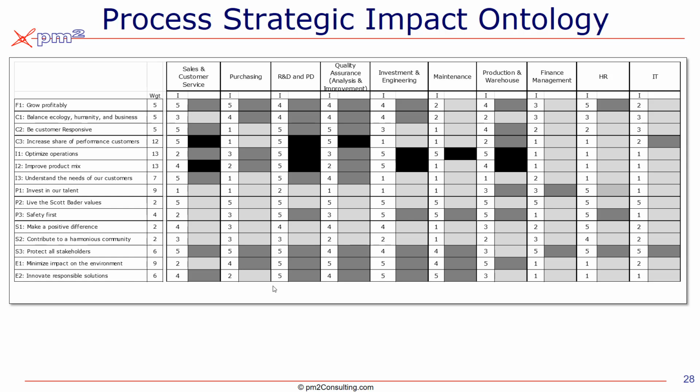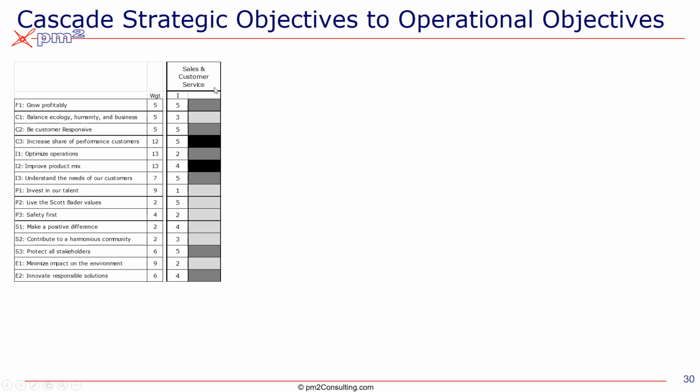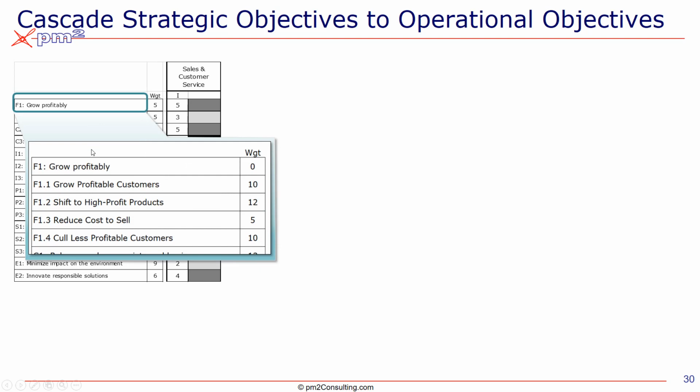Now we want to take it the next level, cascade it down to the teams. So let's just take a look at the sales process. And in particular in the sales process, we're going to just start at the top. We'll take a look at the objective F1, grow profitably. And the first step is to break that strategic objective down to what are the operational objectives we need to do this year. So overall, our goal for the year is to grow profitably. To do that, there are 4 operational objectives.